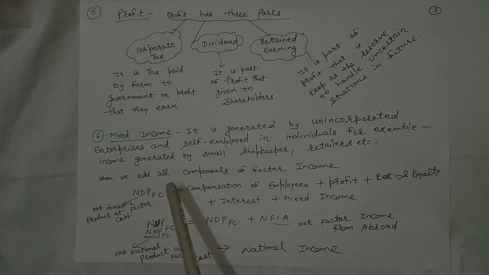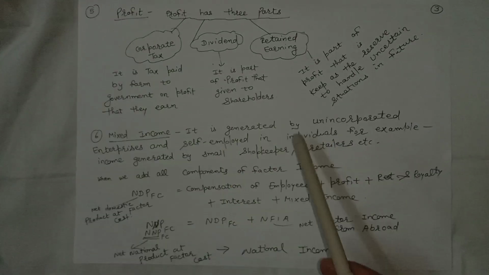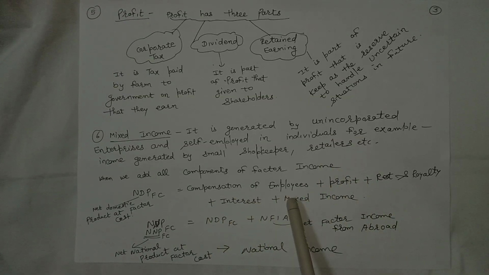When we add all these components or factors of income that I explained, that is compensation of employees, profit, rent and royalty, interest, plus mixed income, what do we get? We get NDPFC, that is net domestic product at factor cost. From this we will reach national income, which is equal to NNPFC, that is net national product at factor cost.